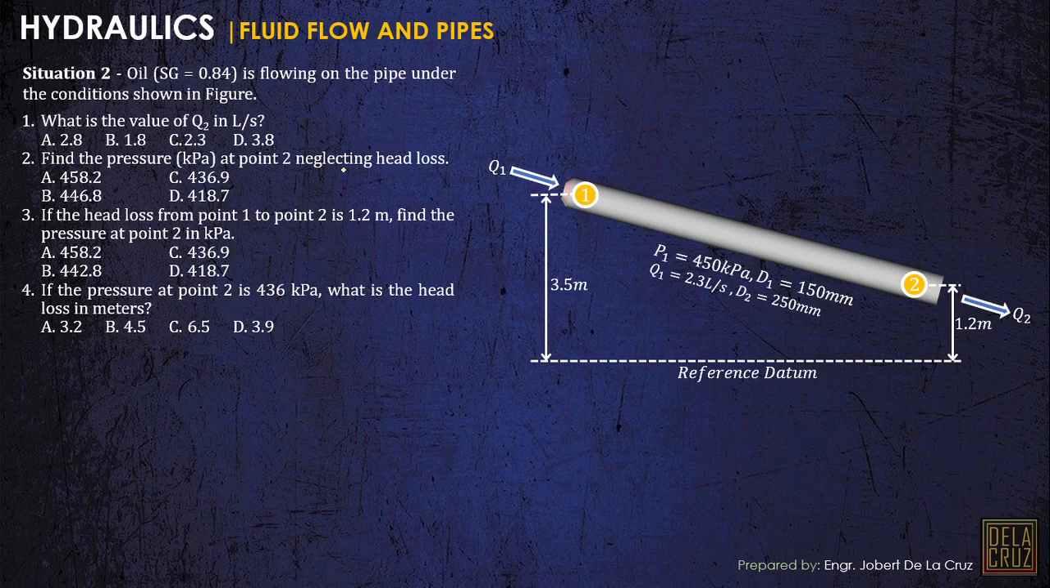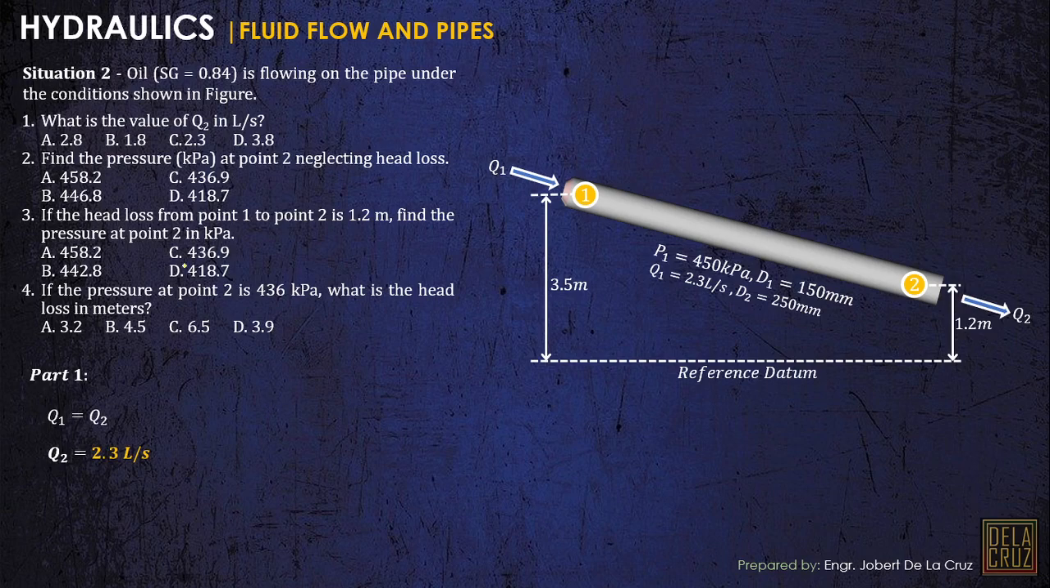Step by step. Take note, for the continuity equation, only one liquid enters here, and of course the liquid that comes out is the same liquid. So we can just equate them. Q1 equals Q2. Therefore, Q2 is 2.3 liters per second. That is very easy. Sometimes we are the ones who complicate the problem.